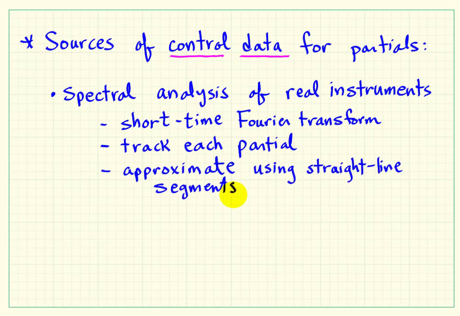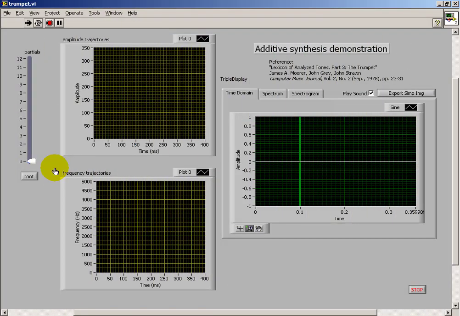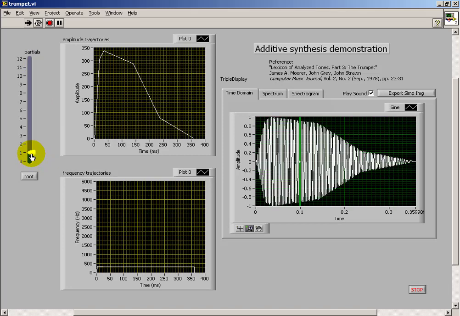We can then track each of the individual partials and then approximate using straight line segments. Here's an illustration of this technique applied to a short burst on a trumpet. I'm indicating the frequency and amplitude trajectories, and then I can, by use of this slider, add or subtract partials to build up the sound.